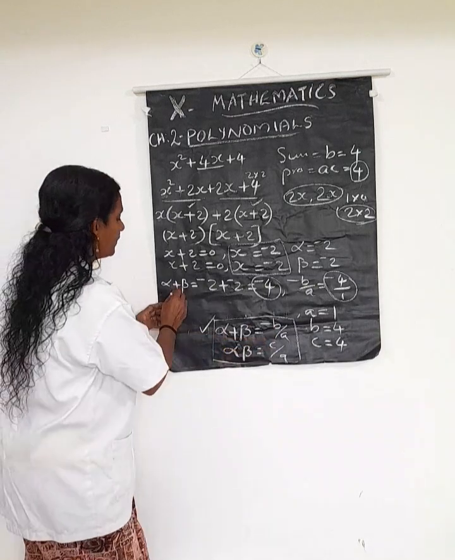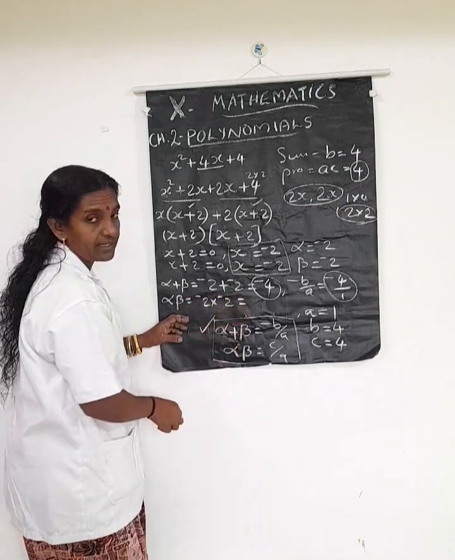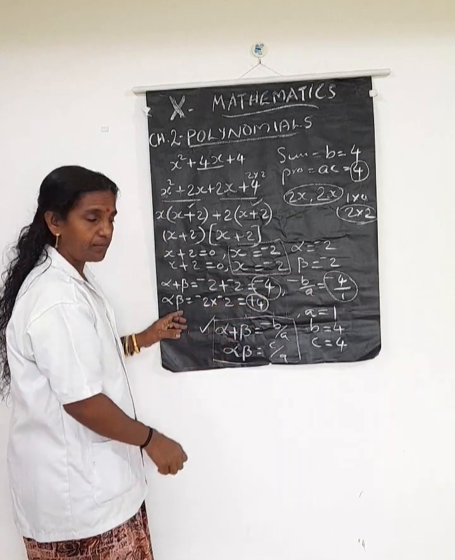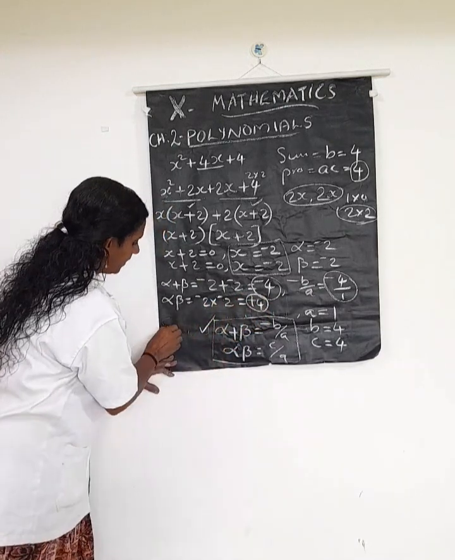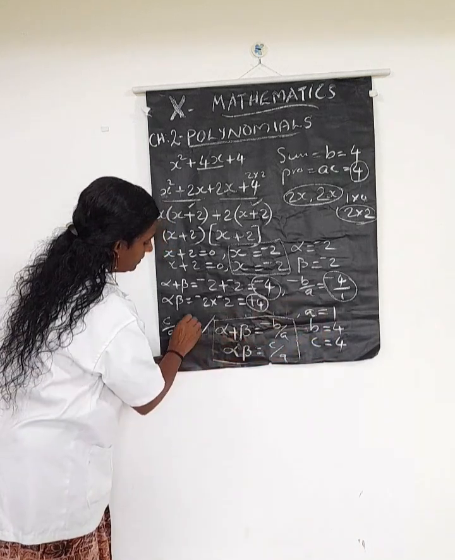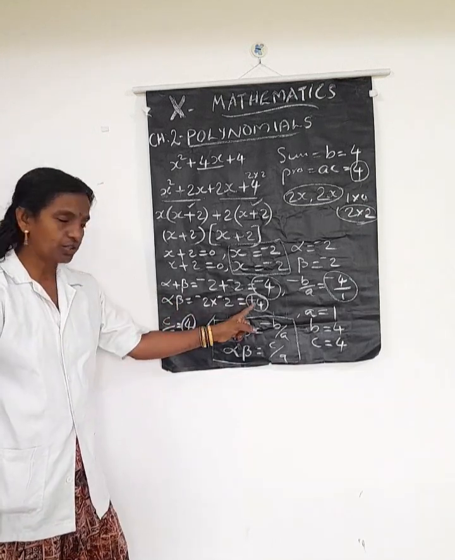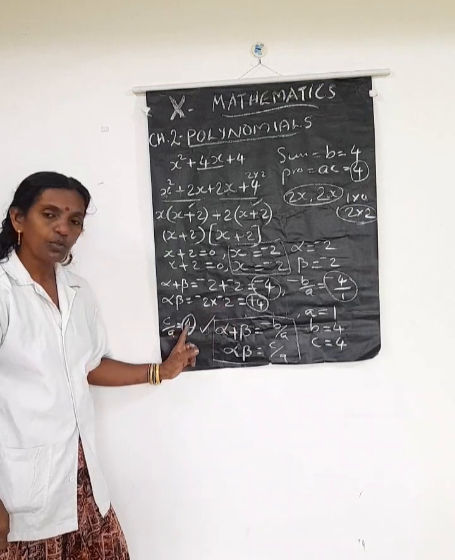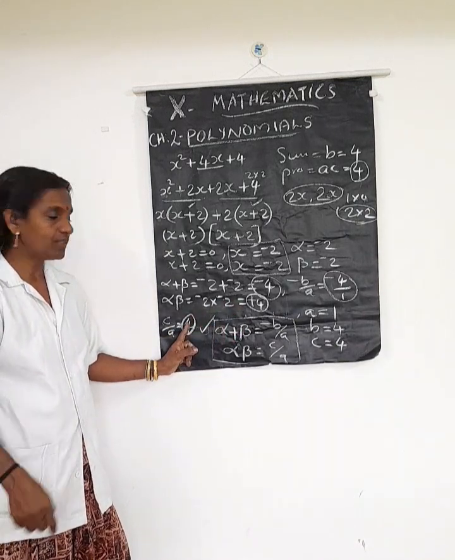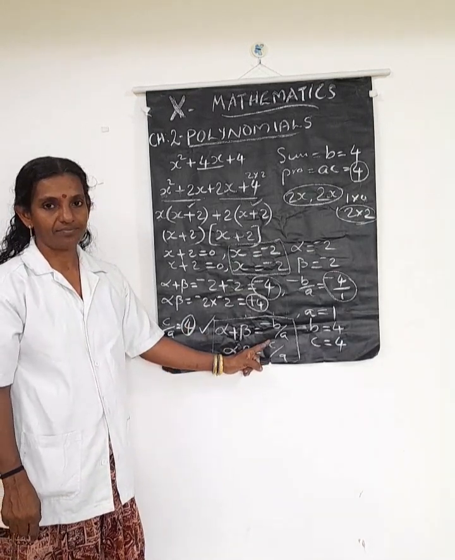And then the product also we can verify. Alpha into beta, negative 2 into negative 2. What is that? Positive 4. See, negative into negative becomes positive. And what is c by a? What is c? 4. 4 by 1 is same as 4. So you got alpha into beta positive 4. C by a also positive 4. So these two values are equal. Means you have proved that alpha into beta equal to c by a. Is it clear?